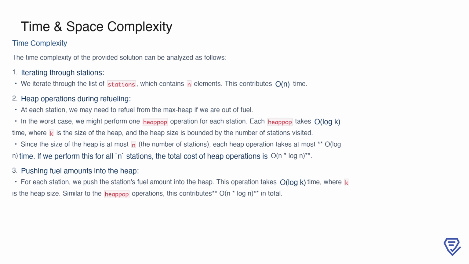Since the heap size is bounded by the number of stations visited, and each heap pop takes O(log n) time in the worst case, performing this operation for all n stations contributes O(n*log n) to the time complexity. Additionally, for each station, we push the fuel amount into the heap, which is another O(log n) operation per station. Over all stations, this adds another O(n*log n) to the time complexity. These heap operations dominate the overall time complexity of the algorithm.